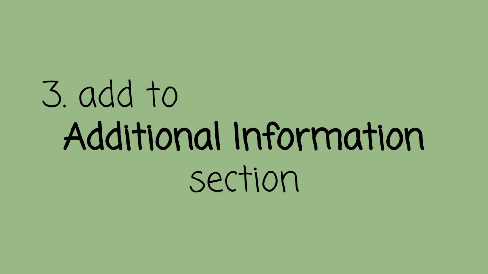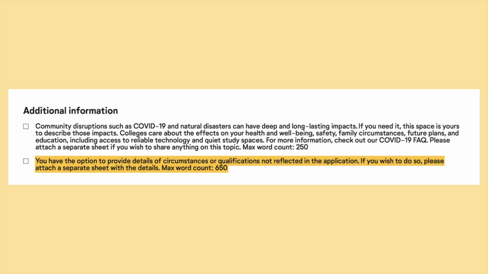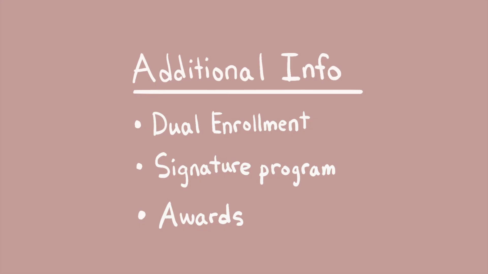Number 3, don't be shy to add extra information in the additional info section. At the end of the Common App, there's an additional information section. And you can use this space to add anything that didn't particularly fit in the rest of the Common App. For example, if you're enrolled in a college-level course, or if you're involved in signature programs at your high schools, or if there are any awards or recognitions that you couldn't squeeze into the honors section, you can write it all in this additional info section.